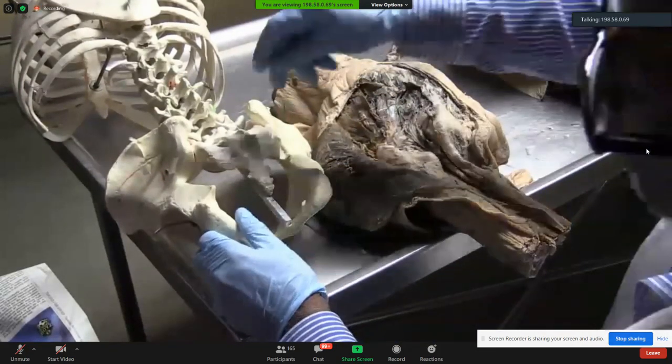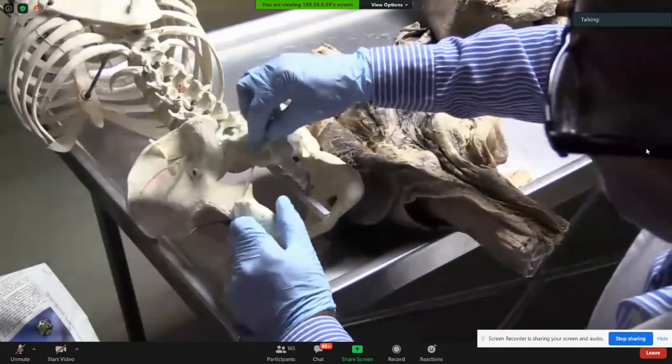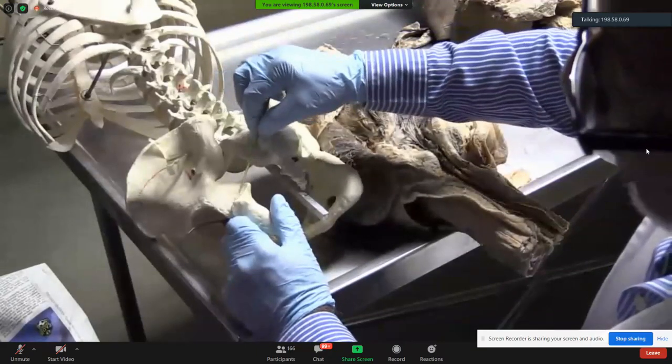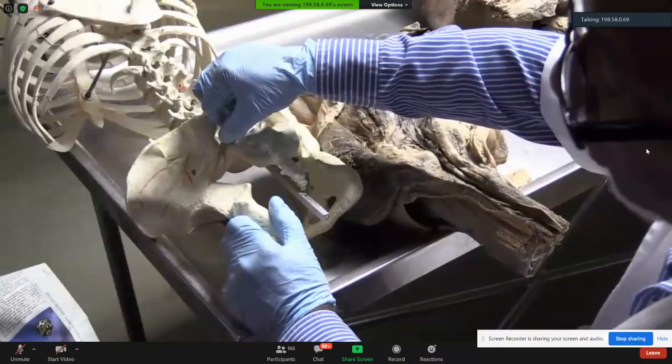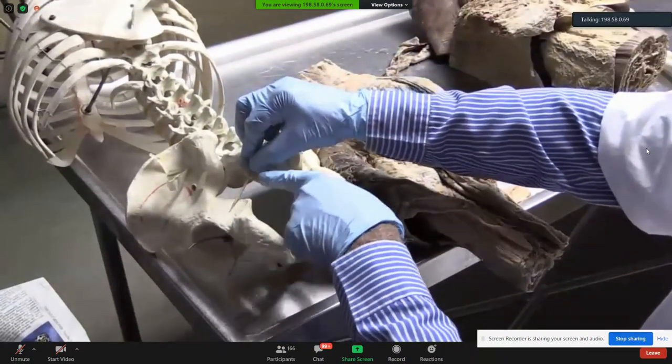Okay. So the muscle that is running out is actually occupying the greater sciatic foramen. There is a small space above the muscle and a small space below the muscle, but superior to the sacrospinous ligament.